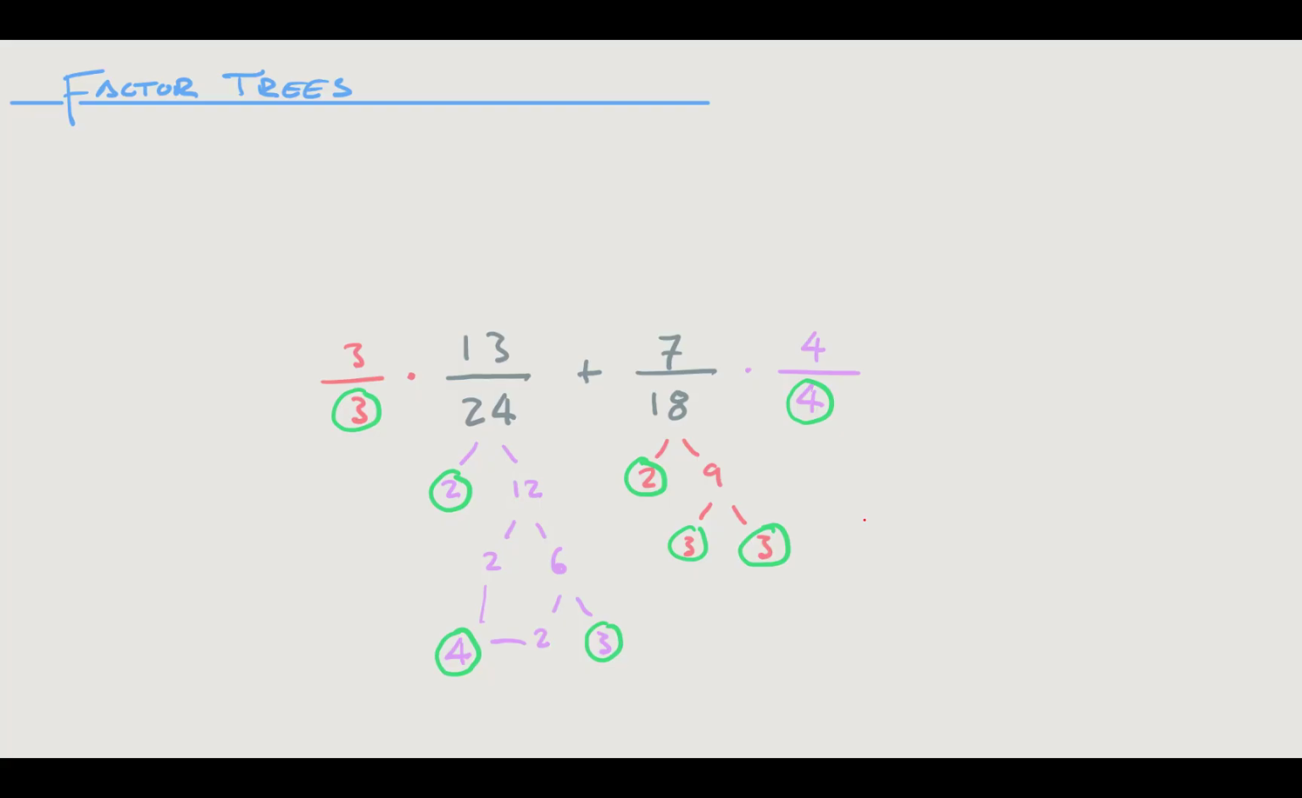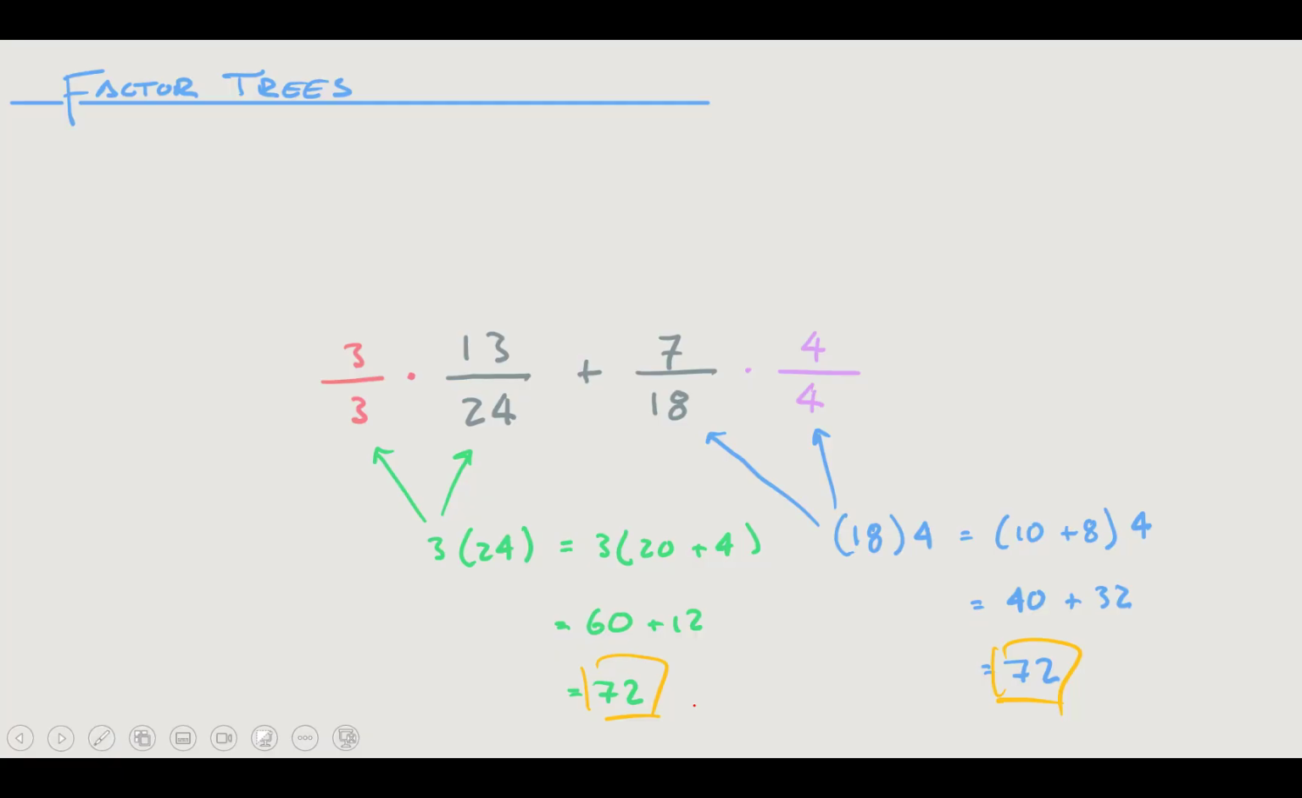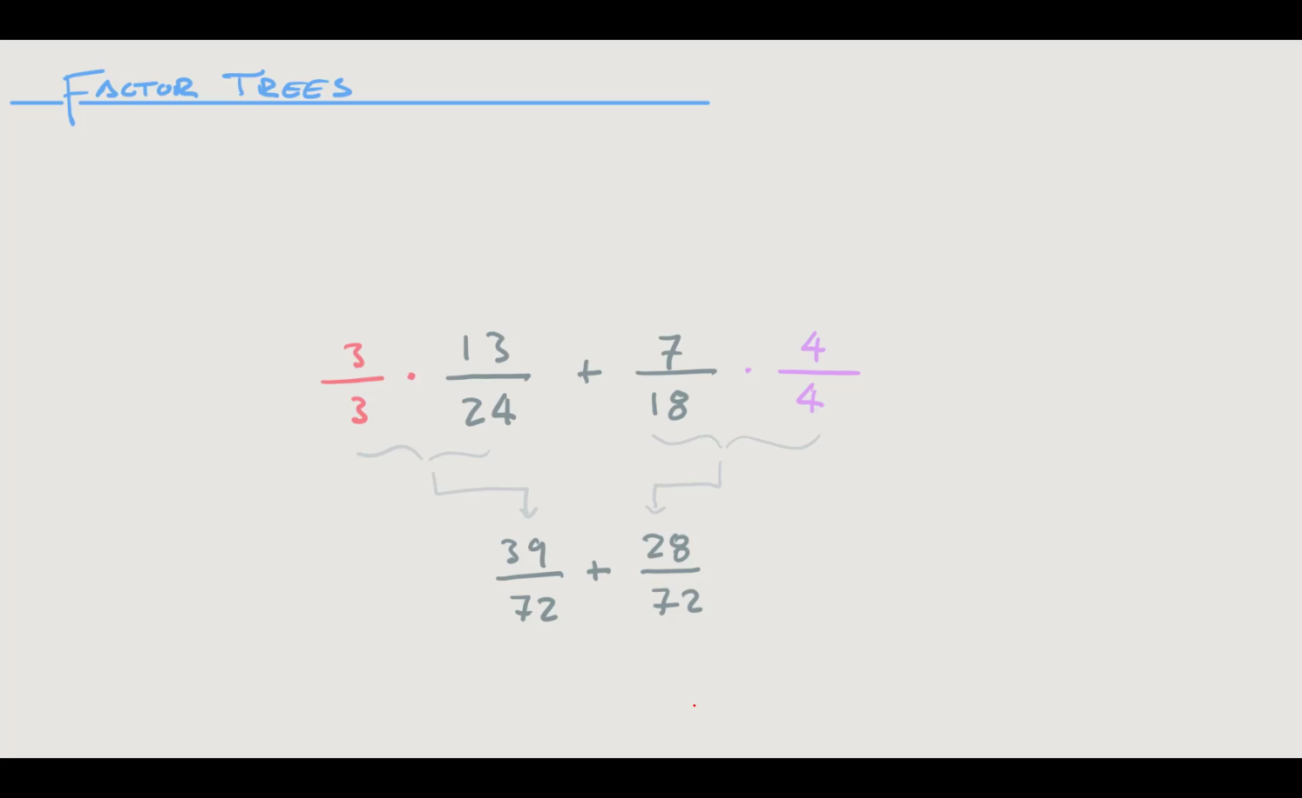They both have that 4 that's in common. But so that's going to be our common denominator. It's whatever 3 times 24 is, which is 72. But that's the same thing that we're going to get when we multiply 18 by 4 as well. So our common denominator then is 72.